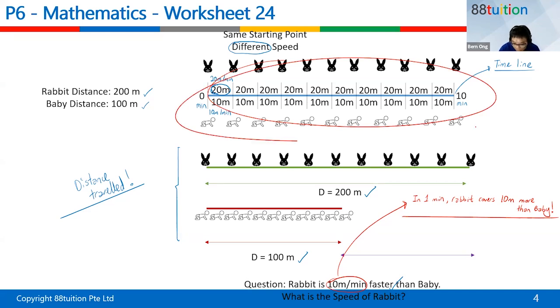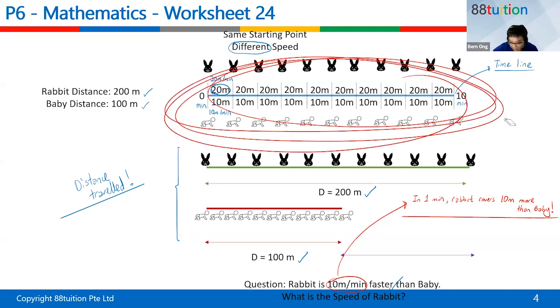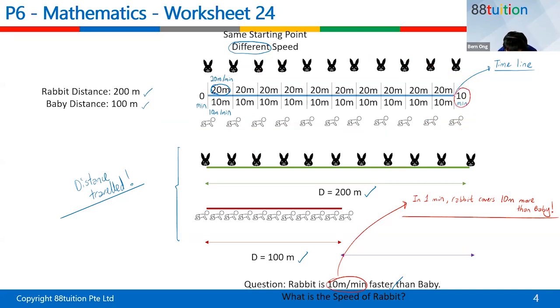This happens how long, children? This happened in how many minutes? It happens in 10 minutes. So in 10 minutes, what happened? In 10 minutes, the rabbit covers 10 meters times 10, which is 100 meters more than the baby. Do you understand? Is it true? It's true.